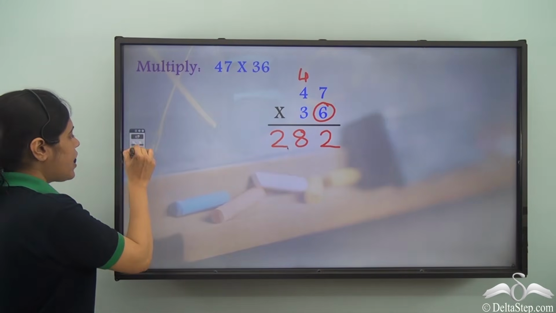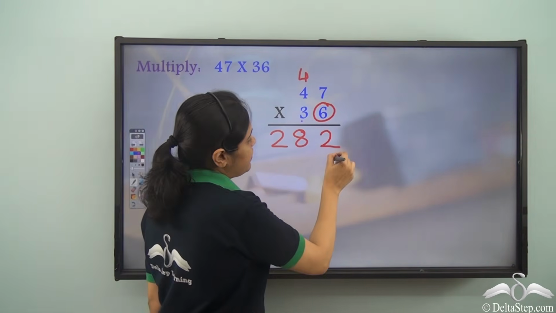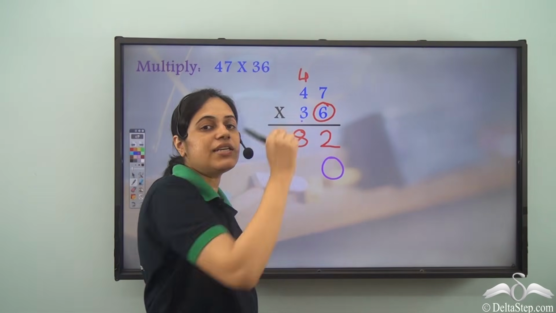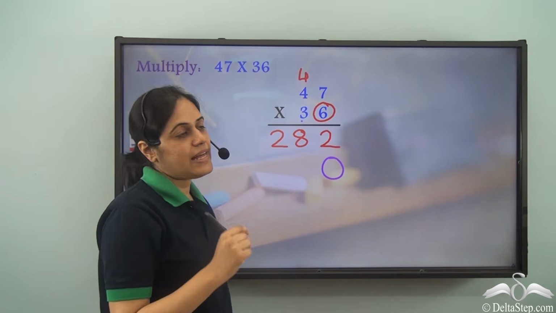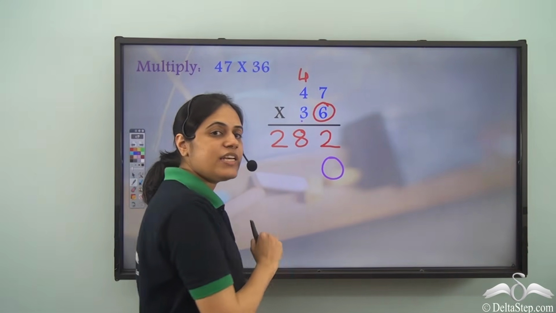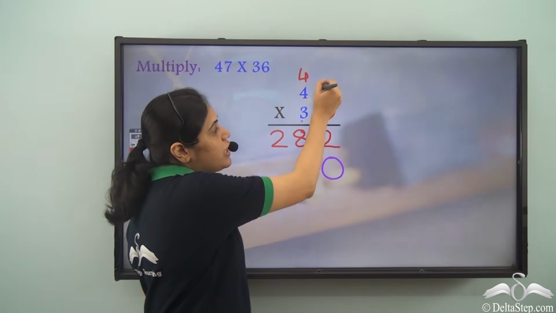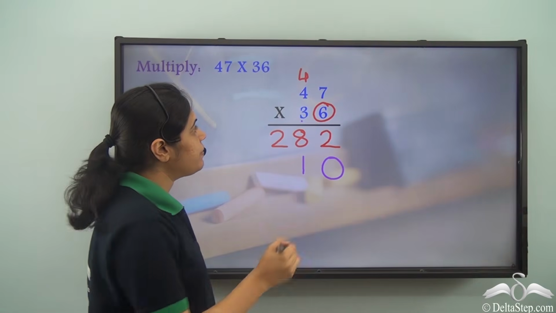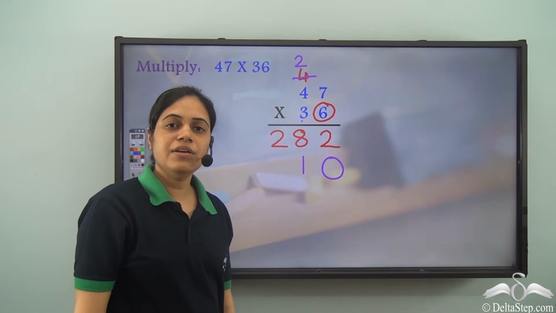And now I need to multiply by 3. So remember, we first need to write a 0 here because we are multiplying the digit in the tens place. So I need to write a 0 here first, and then I will start multiplying by 3. So I'll start with the digit in the tens place because I am multiplying with the digit in the tens place. So 3 into 7 is 21. I write 1 here, 2 will be carried. So I scratch out this 4 and write 2.